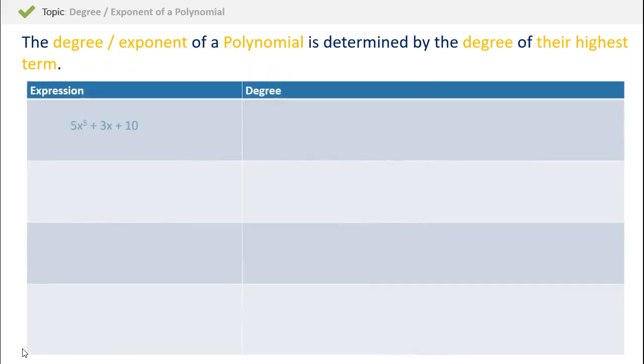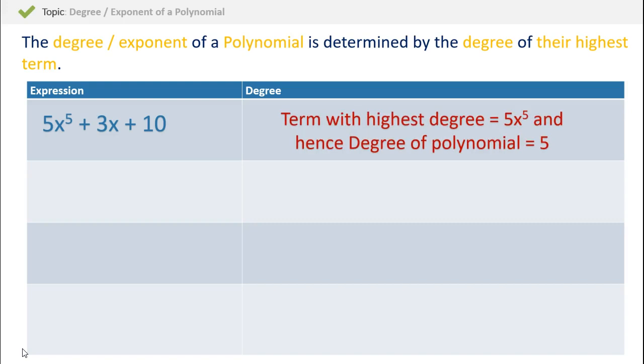Let's take some examples here. I have an expression, 5x to the power 5 plus 3x plus 10. This has three terms. Which has the highest power? 5x to the power 5. And hence the degree of the polynomial is 5.